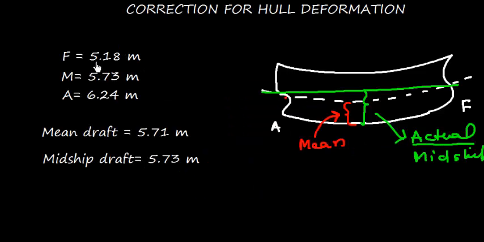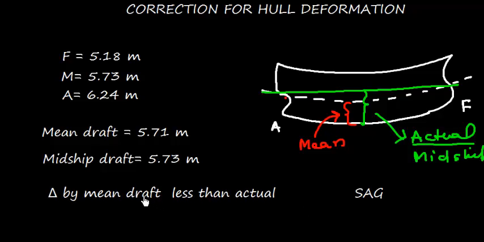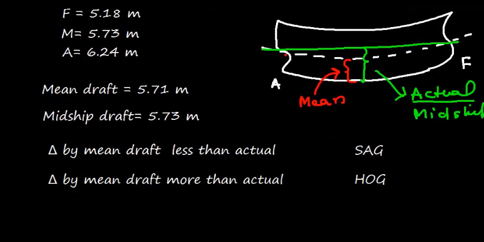So here let's take this example. The forward draft 5.18, aft draft 6.24, the mean draft is 5.71. However, the midship draft is 5.73. So we can say this actual draft or midship draft is more than the mean draft, and the mean draft is 5.71. So we can say that the displacement by mean draft is less because the mean draft is less than the actual, that is the midship one. So the vessel is sagged. Similarly, if the displacement by mean draft is more than the actual, the vessel is hogged.